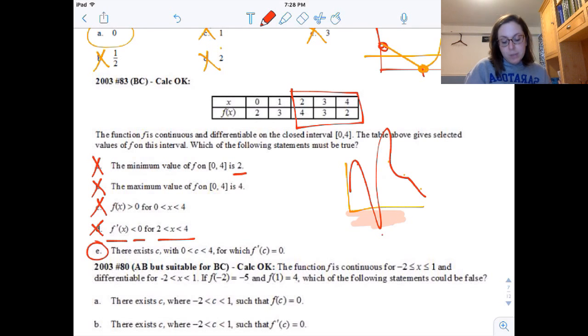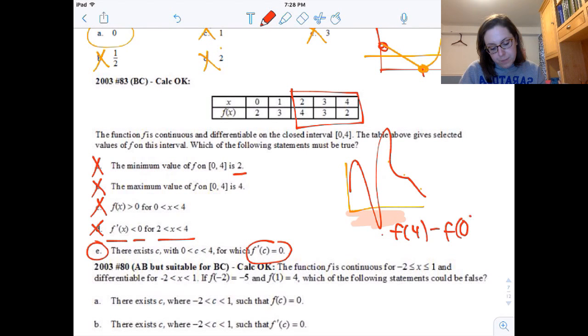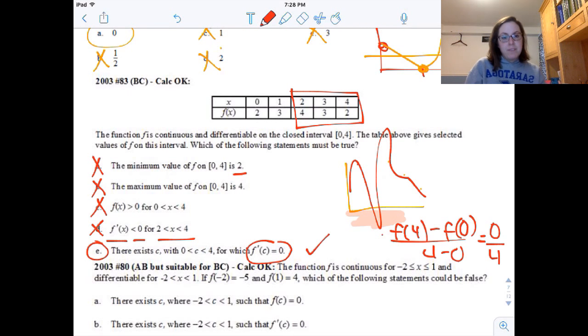Here's what E says. There has to be a point where the derivative equals 0. Well, I'm given F. That's F prime. So let's find the average rate of change. F of 4 minus F of 0 over 4 minus 0 is 2 minus 2 over 4. And guess what? By MVT, that would be true.